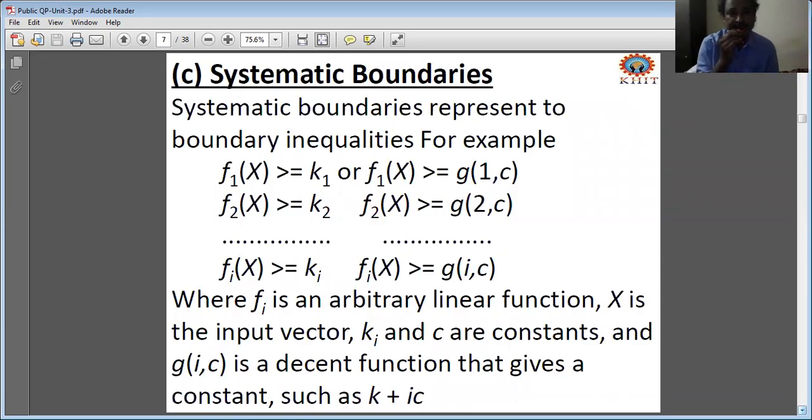Systematic boundaries. Systematic boundaries represent two boundary inequalities. For example, f1(x) greater than or equal to k1 or f1(x) greater than or equal to g1(c), f2(x) greater than or equal to k2, f2(x) greater than or equal to g2(c), and so on. fi(x) greater than or equal to ki or fi(x) greater than or equal to gi(c), where fi is an arbitrary linear function and x is the input vector, ki and c are constants, and gi(c) is a decent function that gives a constant such as k plus ic.